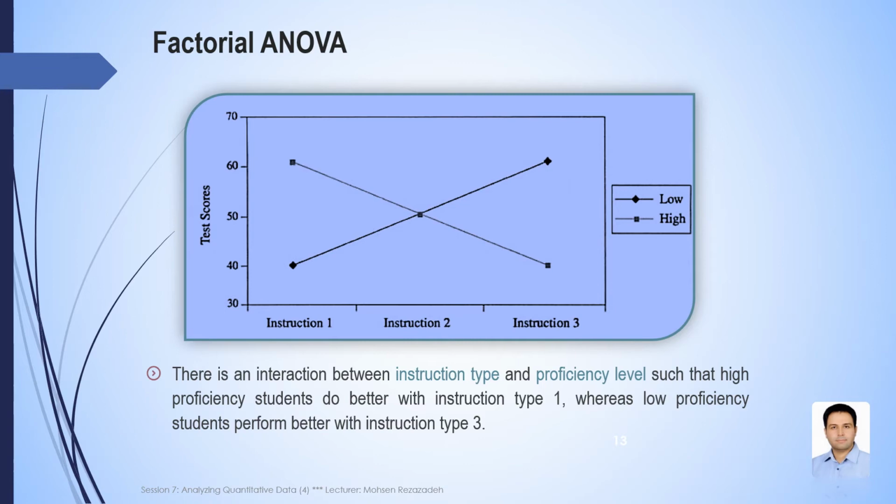This is interaction. When the two lines in this figure, in fact, cut each other, we have a kind of interaction. Here, the interaction is that high proficiency students do better on one of the instructions, whereas low proficiency students perform better on the other type of instruction. Here we have an interaction between instruction type and proficiency level.